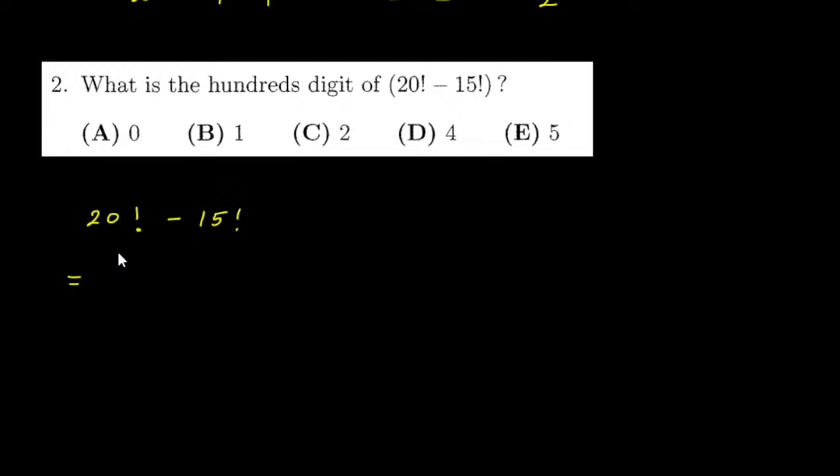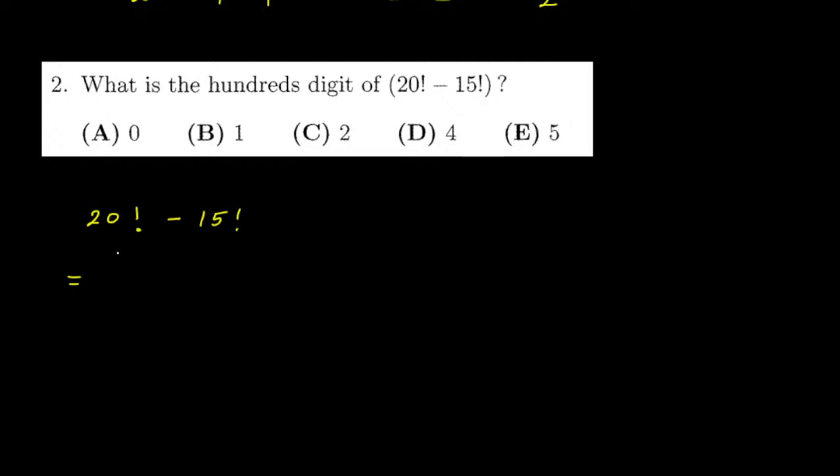So 5 into 2 is 10. So that means 10 into 10 into 10 into 10. At least 4 times I am getting 10 in multiplication. So 10 times 10 is 100, times 10 is 1000, times 10 is 10,000. That means when I expand 20 factorial, it will be a multiple of 10,000. So as it is a multiple of 10,000, your unit place, tens place, hundreds place and thousands place are all 0.